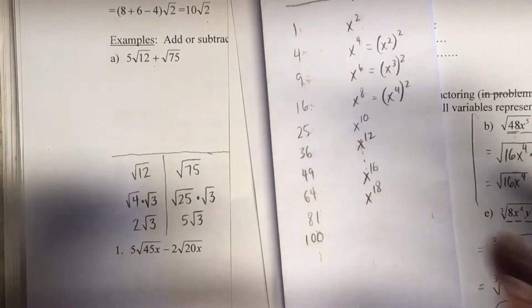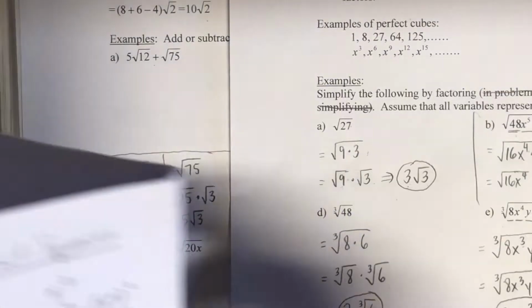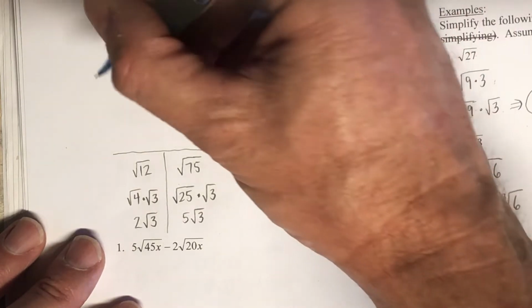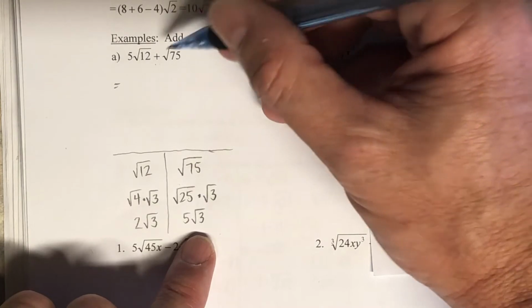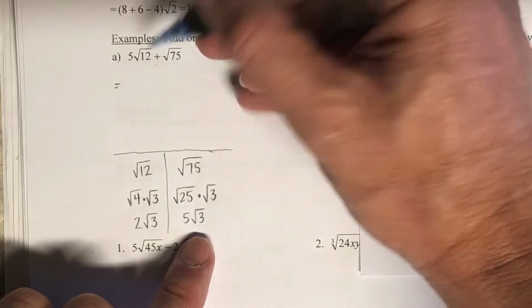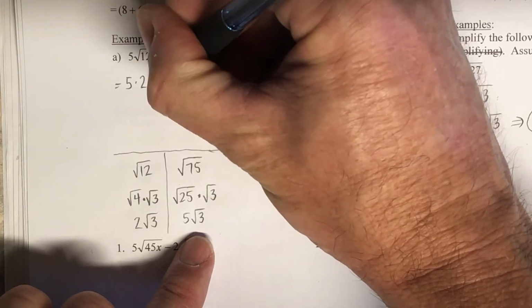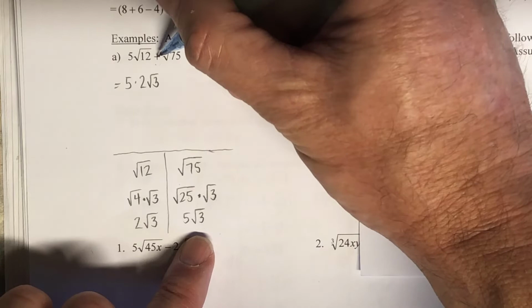Okay, so here's what you do. We simplified the radicals, but we're just getting started here, okay? What we now need to do is just a few more steps. You bring those simplified answers back up here, and you replace the square root of 12 with the 2 square root of 3. You still keep everything else there. You got to keep the 5 there. Okay, you got to keep the plus there.